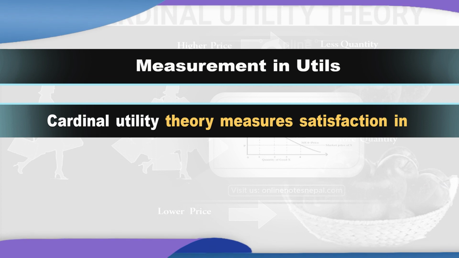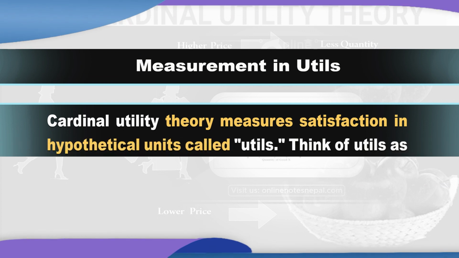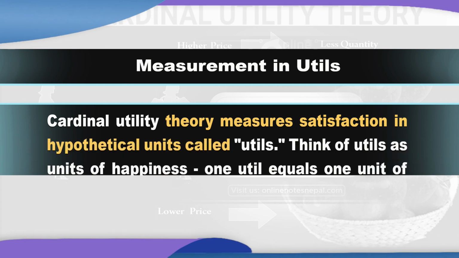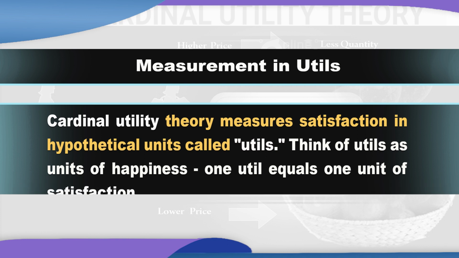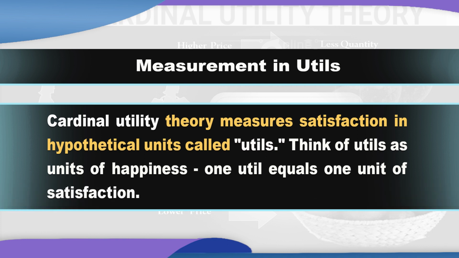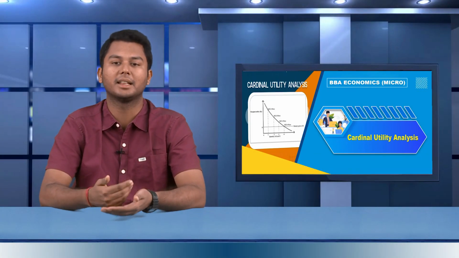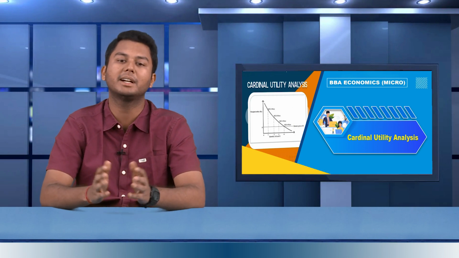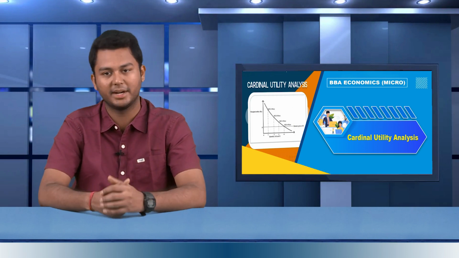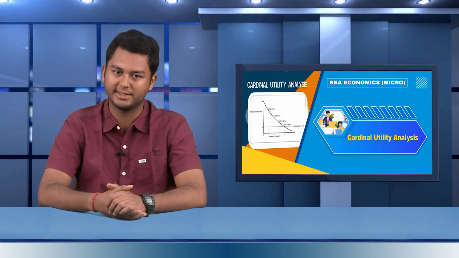Cardinal utility theory measures satisfaction in hypothetical units, as I already said, called utils. Think of utils as units of happiness. 1 util equals 1 unit of satisfaction or happiness, you can say. This measurement system allows economists to compare different levels of satisfaction and make predictions about consumer choices.